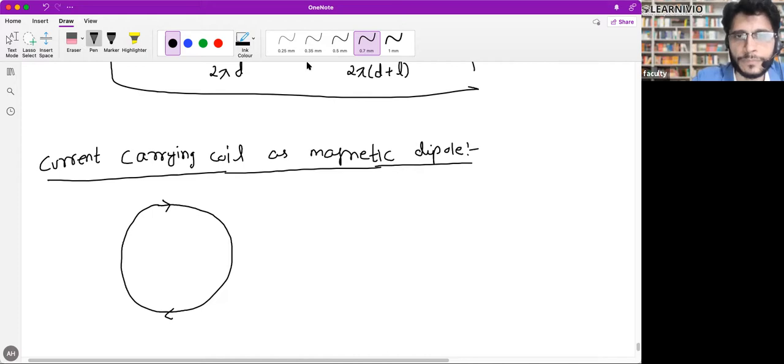Both are there, right? North also, south also. Now, monopoles means only north or only south. No, in magnetism, monopoles do not exist. You will never find a source of magnetic field which has either only a north pole or only a south pole. Whenever you have a source of magnetic field, that is a dipole. It should have a north pole as well as a south pole.